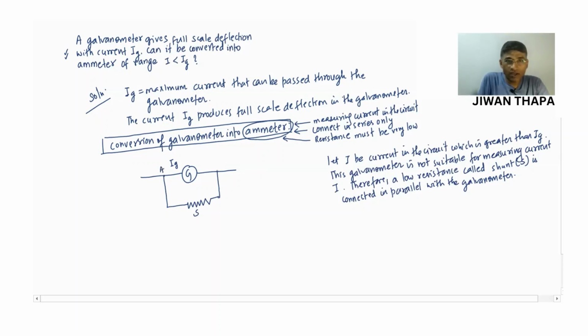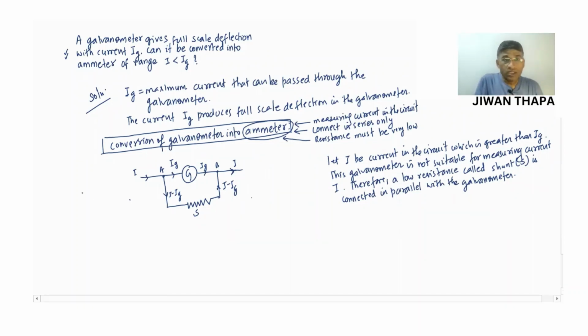Now this is point A, okay? Let us call this point B. So what we find, we have current I. So current I at point A will divide into two parts. One, current Ig through the galvanometer, which is the maximum current that causes maximum deflection, and the remaining current I minus Ig flows through the shunt. So we find this, okay. Now at point B, what we find? Ig and I minus Ig both add to give the current I flowing out through B.